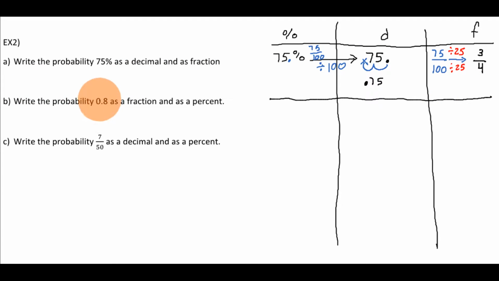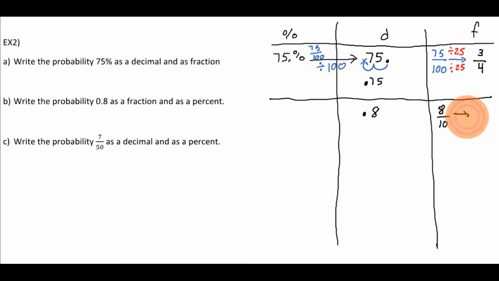So here we're asked to write the probability of 0.8 as a fraction and a percent. So I'm just going to put 0.8 down first. And I want to turn 0.8 into a fraction. So I can ask myself, what place value is the 8 in? Well, it's in the 10th place value. So to write it as a fraction, I'm going to write it as 8 over 10 because it's in the 10th place value. But this needs to be simplified.